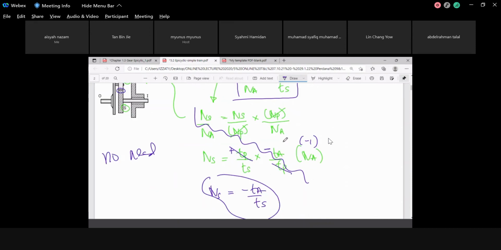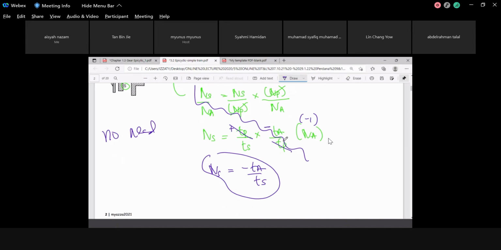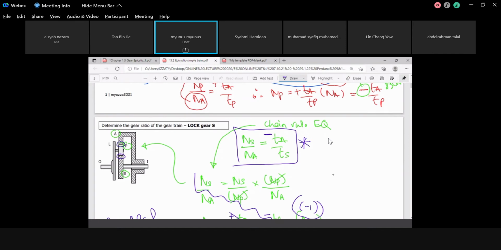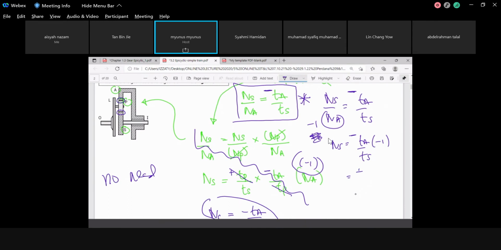For the NS, it is not getting a positive sign. Sorry? The NS is negative TA over TP times negative one, not getting a positive sign. Oh, this one. Okay, listen up very carefully. Remember this one: NS by NA is equal to TA by TS, as we already proved. You have negative here. But in this problem, you give NA as negative 1, isn't it? In another problem, you give this one as A plus B later on. So supposing you are doing this one, you have NS is equal to TA by TS negative, and this one is negative 1. So it's becoming positive, TA by TS positive, isn't it? Yes or no? Yes.